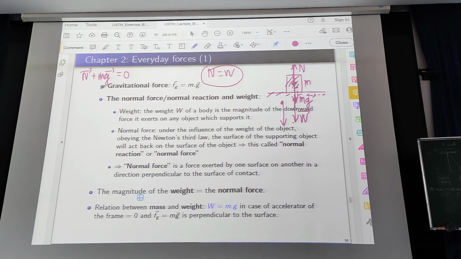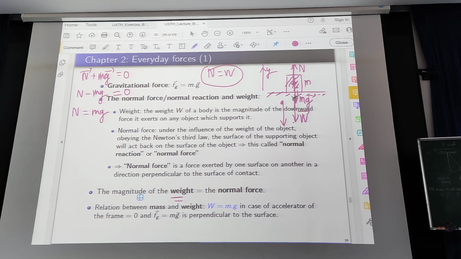So for the magnitudes, N minus mg, if you project this vector along y, is equal to 0. Then you have the normal contact force equal to mg, and the normal contact force equals the weight. So in this case, you have the weight equal to mg. So weight is the mass multiplied by g. Okay?